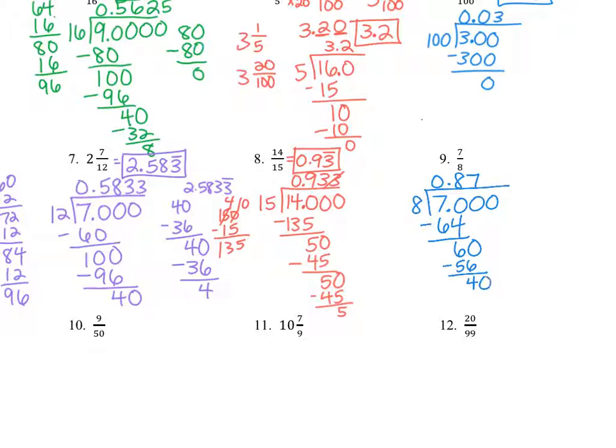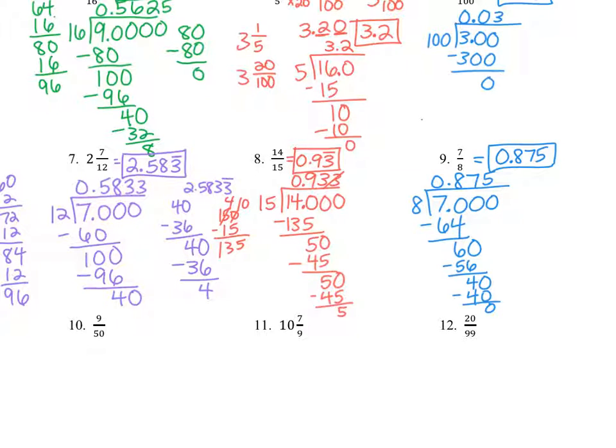Bring down another 0, and 8 goes into 40 evenly. Goes in 5 times. So that zeroes out, and we're done dividing. So 0.875, or 875 thousandths, is our answer for 7/8.